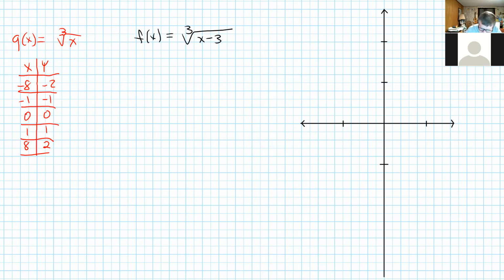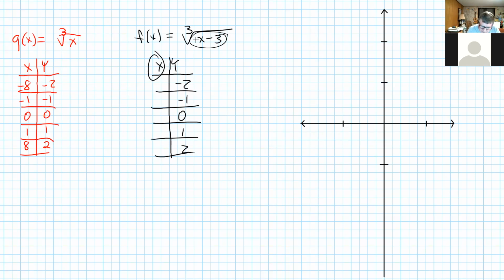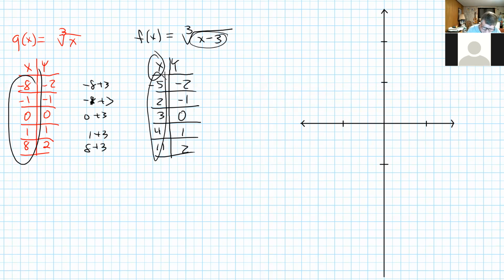But inside I've got x minus 3. So here's what I want to do. I want to get the same nice answers. But when I put an x value in, the first thing that's going to happen is I'm going to subtract 3. Then I'm going to take the cube root. So if I take these numbers and I add 3 to them, so for instance, negative 8 plus 3, negative 5, negative 1 plus 3, 2, 0 plus 3, 3, 1 plus 3, 4, 8 plus 3, 11. If I put those numbers in, the first thing that happens is I subtract 3, which now gives me those negative 8, negative 1, 0, 1, and 8 values, and I'll get the outcomes that I want.